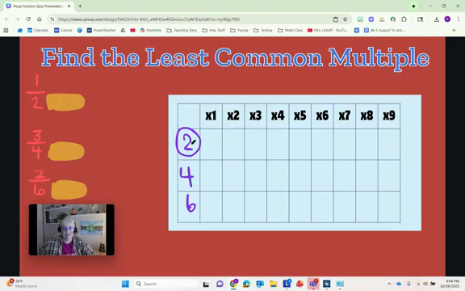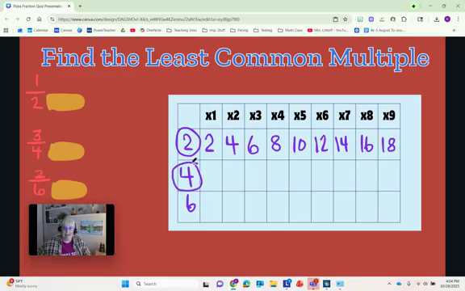So we're going to look at all the multiplication facts for 2 and fill them out in the chart. 2 times 1 is 2. This is skip counting. 2 times 2 is 4. 2, 4, 6, 8, 10, 12, 14, 16, and 18. All right, multiplication facts for 2 are done.